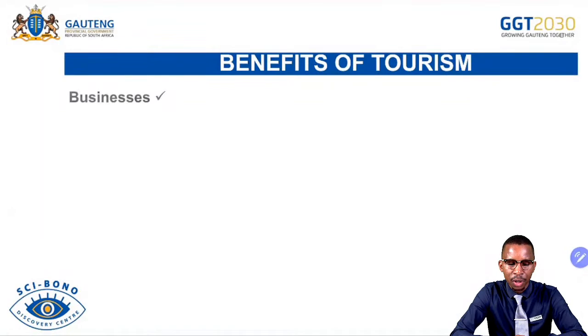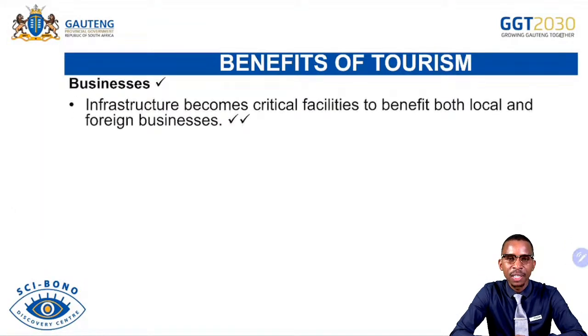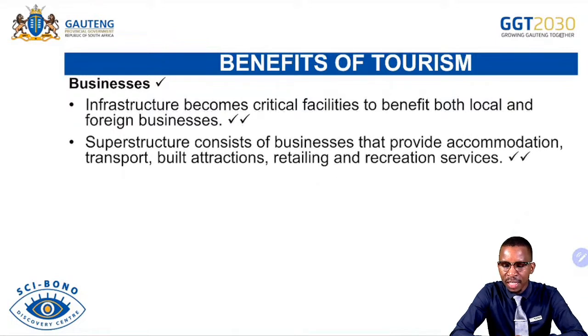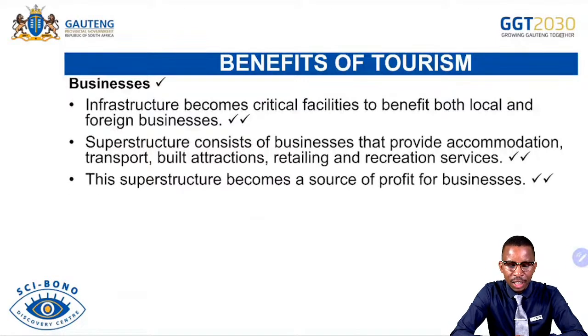Then we continue to the business. How do they benefit? Remember that infrastructure becomes the critical facility that benefits both the tourists as well as our businesses. Our businesses can benefit from the availability of infrastructure because they find it easy to produce goods and services. Superstructure consists of businesses that provide accommodation, transport, built attractions, retailing, and recreation services. This superstructure becomes a source of profit for businesses.